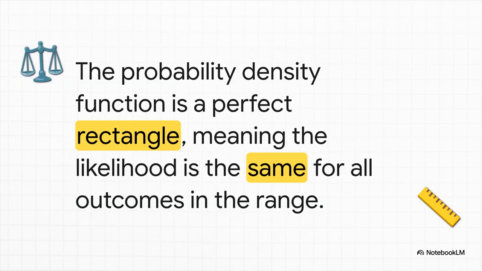And its probability graph tells the entire story. It's just a perfect rectangle. That flat top? It means the likelihood is constant across the whole range. Any one outcome is just as probable as any other. It's clean, it's simple, and it's perfectly fair.